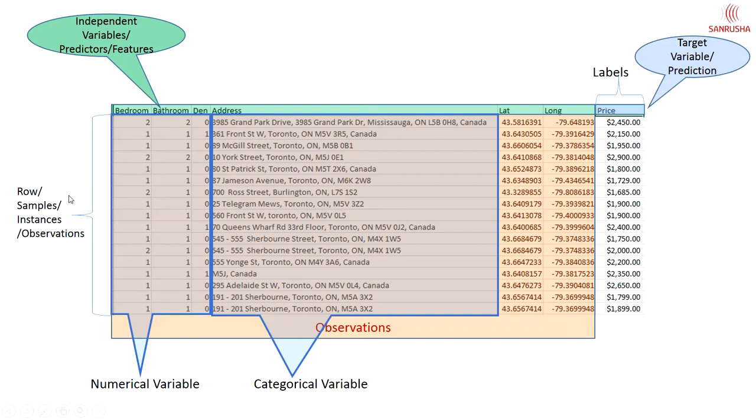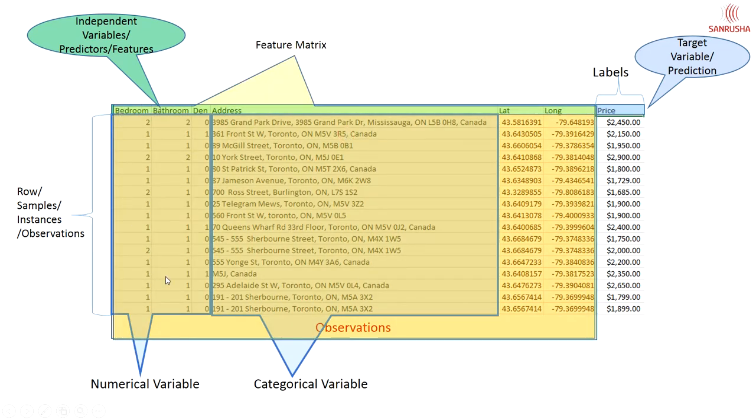So there are different names given to the same thing. And even during this training course, as well as during your projects, you will see different people using different terms for the same thing. They might call it rows, samples, instances, observations. They mean the same thing, the feature values.